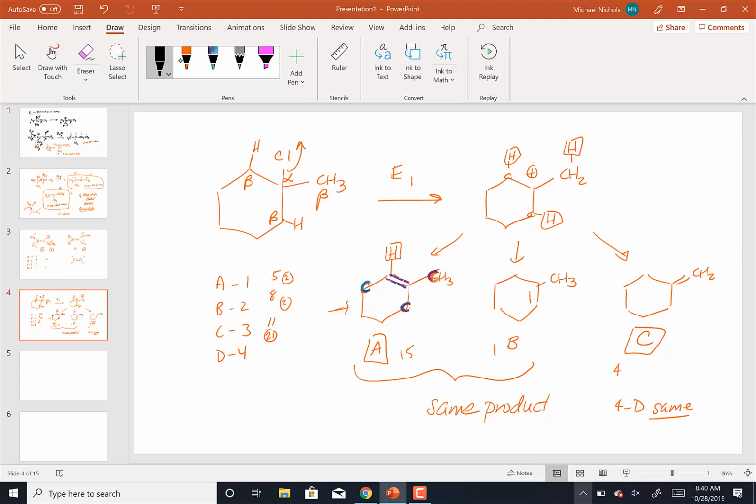So that's going to be what we need to do. We need to be able to write the mechanism for E1. We need to be able to write the possible products for E1. And then we need to be able to determine what the major product is. Okay. Questions?